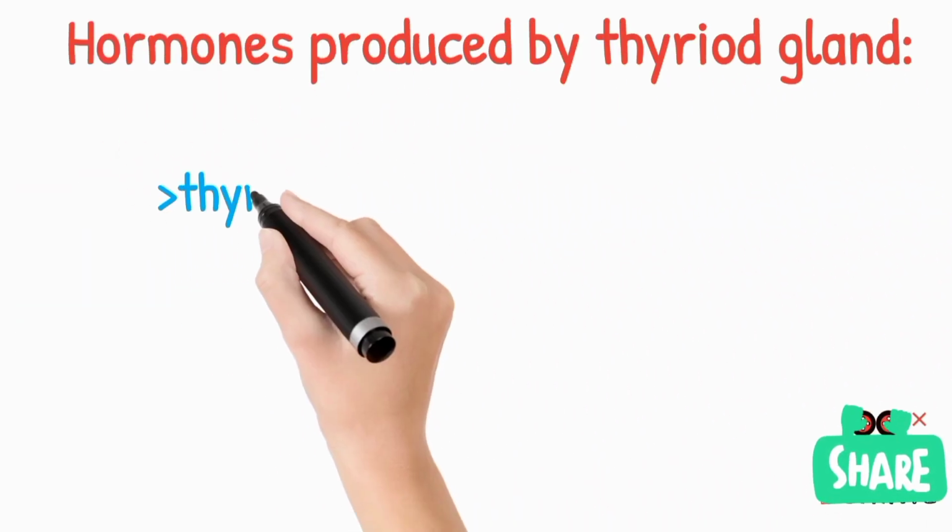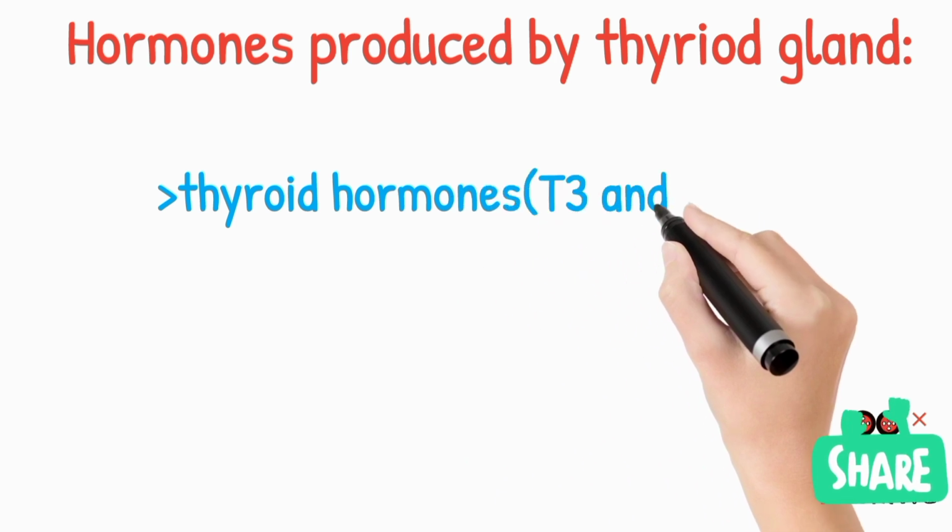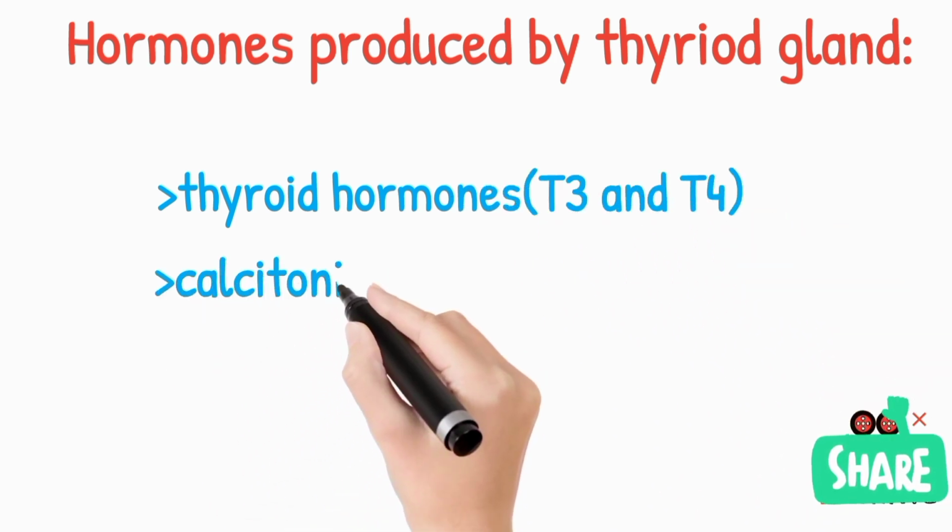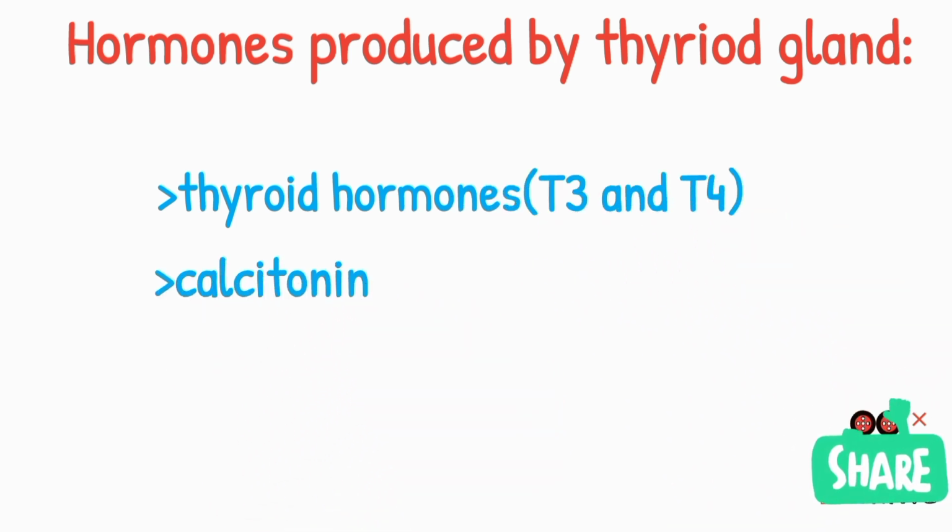Important hormones produced by thyroid gland include thyroid hormones and calcitonin. Basically, thyroid hormones include T3 and T4. T3 has 3 iodine molecules, that is why it's known as triiodothyronine, and T4 has 4 iodine molecules, so it is known as tetraiodothyronine. And another hormone apart from thyroid hormone is calcitonin. It is also produced by thyroid gland.